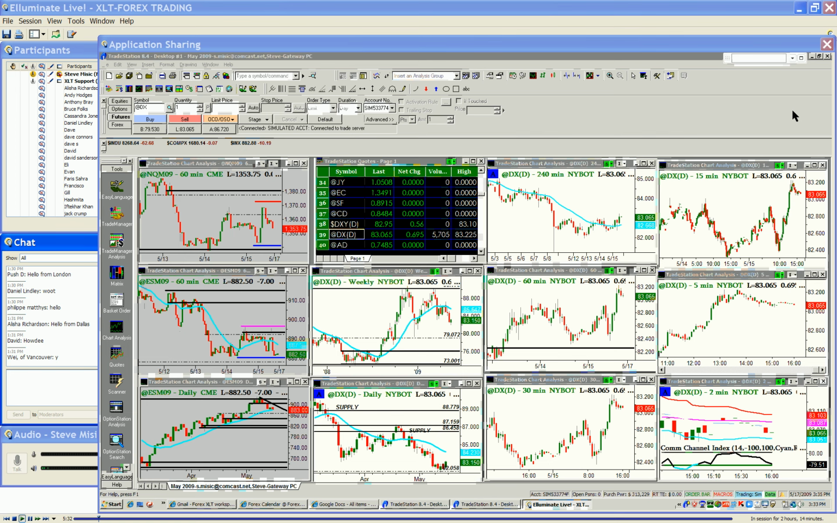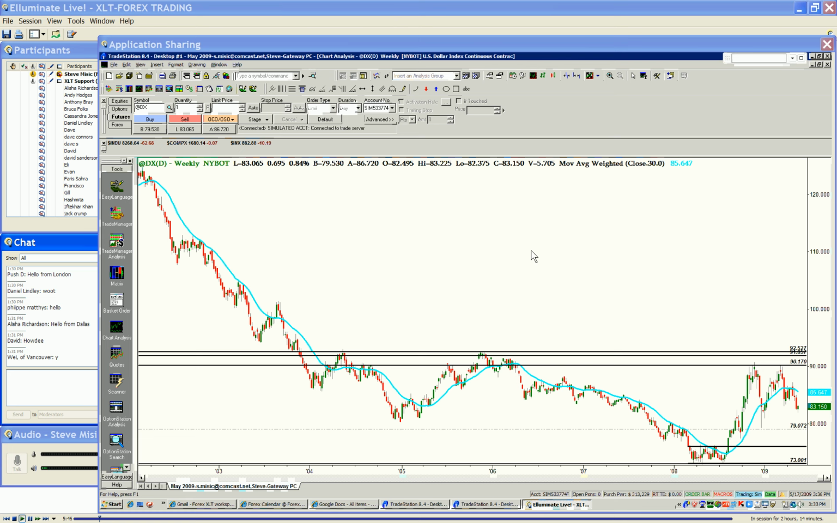fine with me. If I can find a market that's got a nice supply level and a demand level, then I can of course just trade the ranges. And I can trade long at the bottom and short at the top. So let's start off with our dollar index. Look at our weekly chart.